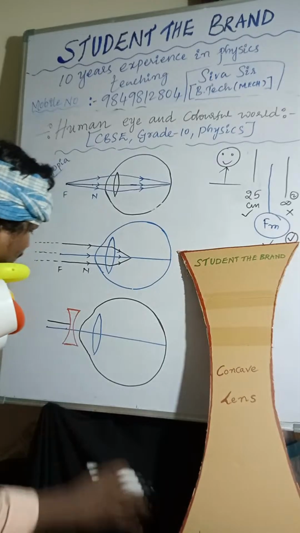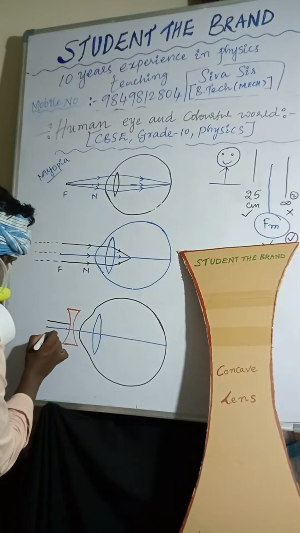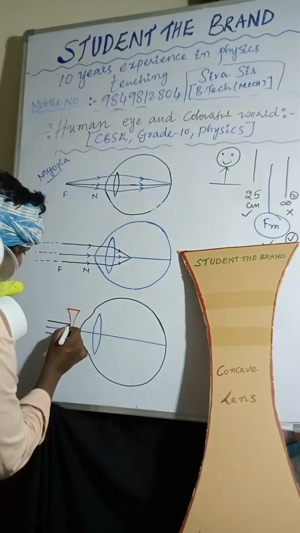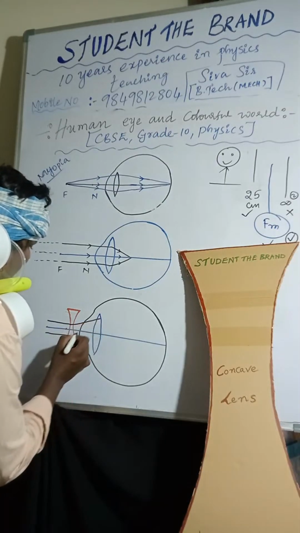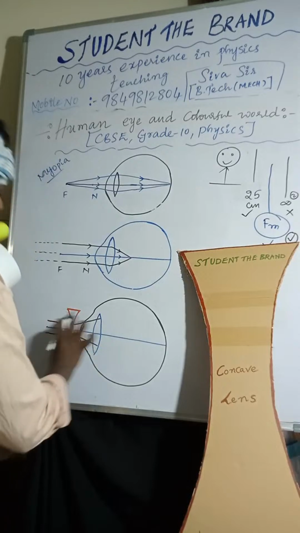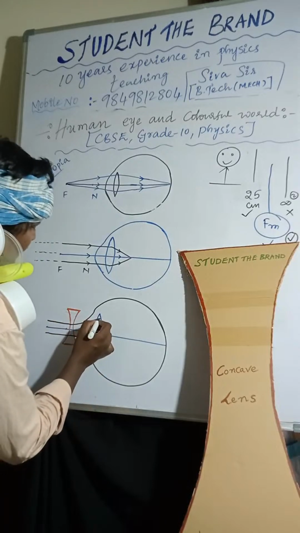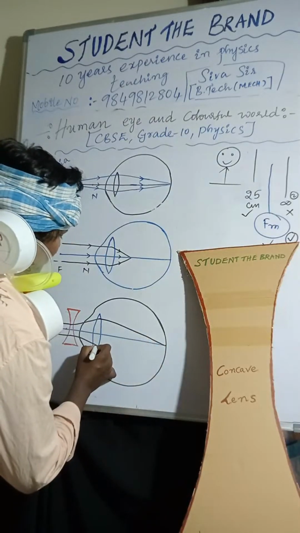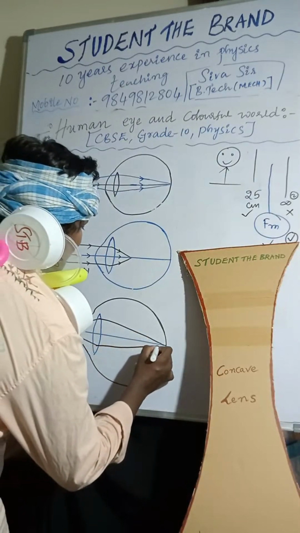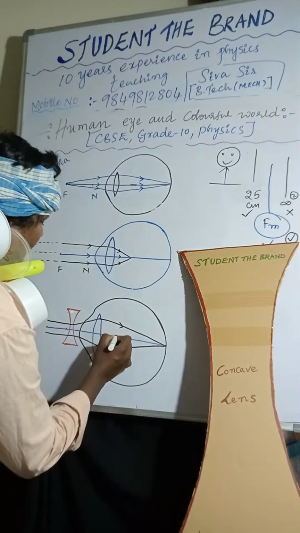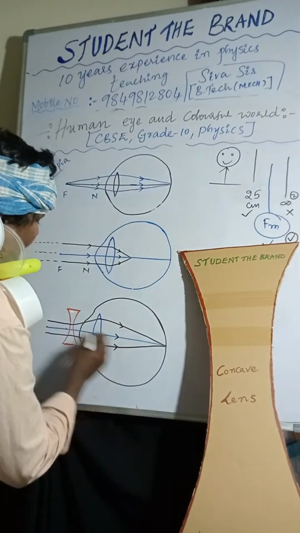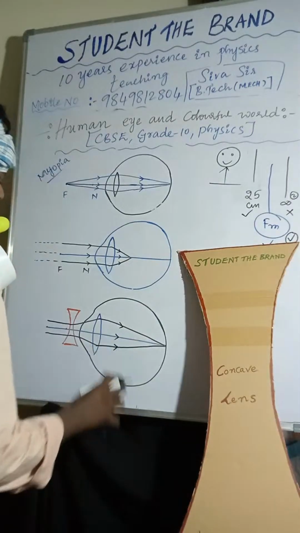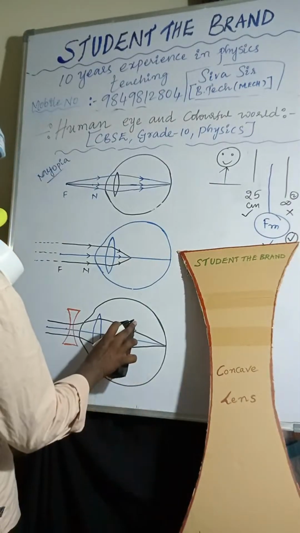If you want to show the nature of the diverging lens, you can take the paraxial rays, the rays which are very close to the principal axis. Anyway, after that, if it passes through the convex lens, again it will converge. So no problem. You can take paraxial rays, so we can show the diverging nature.